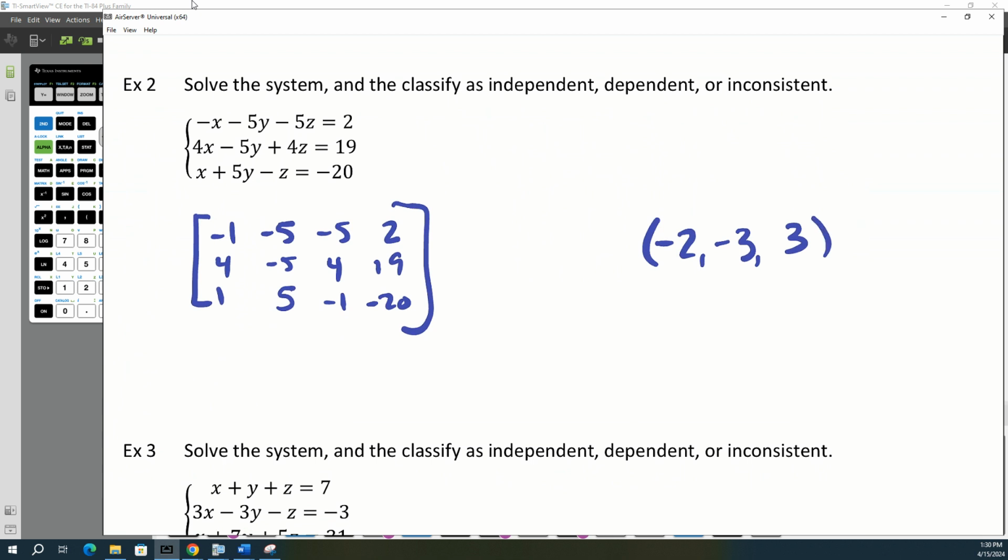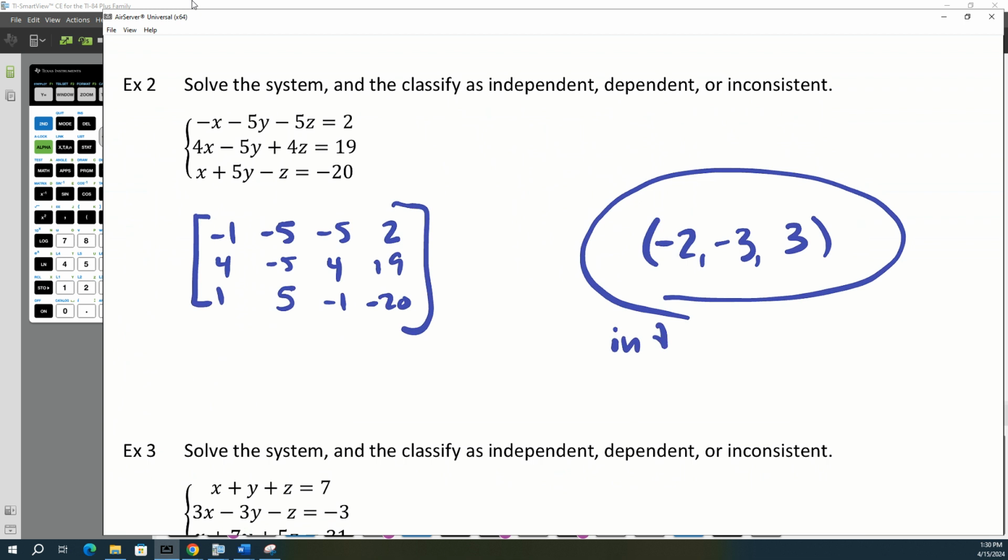We're classifying as independent, dependent, or inconsistent. So if you get one answer, what type is it? Independent. Good. All right. Any questions? Did y'all all get this? If you didn't, it's probably you typed something in wrong, and I can try and help you if you can't find it yourself.